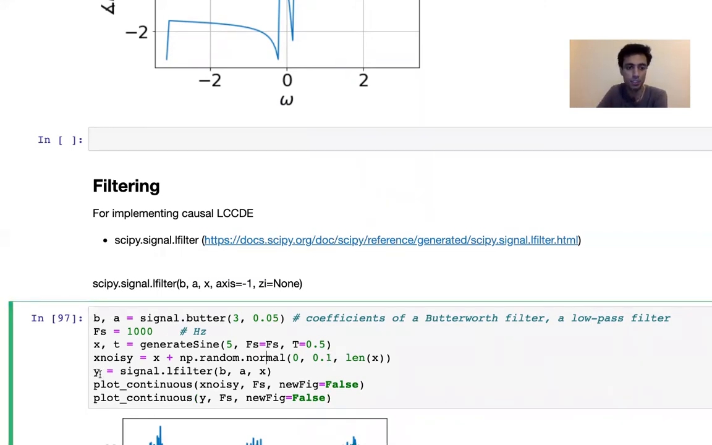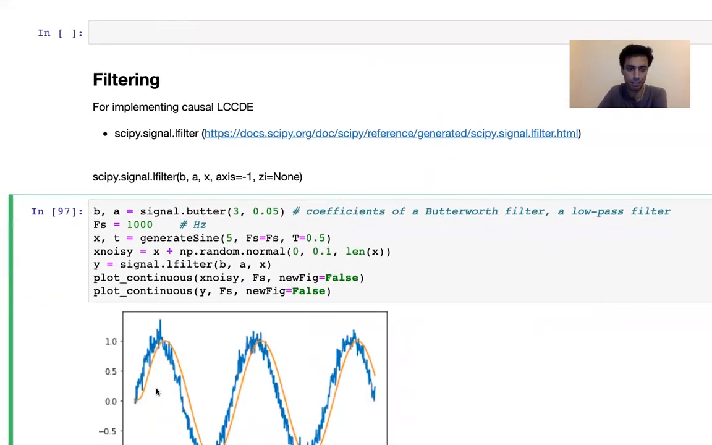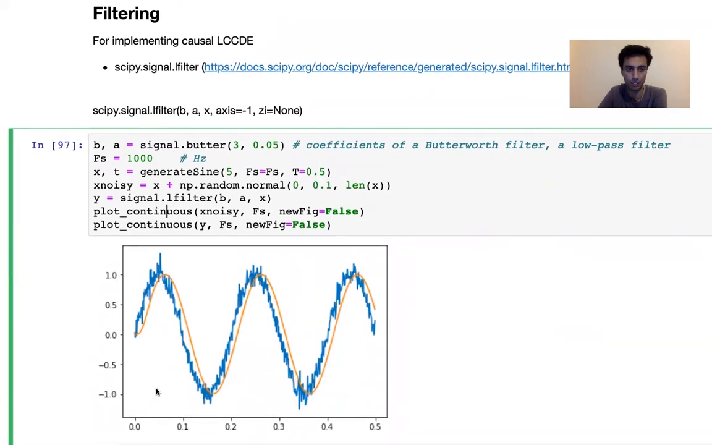And I use lfilter with b comma a. The syntax is you pass the b comma a comma the signal. So b comma a comma the signal. That's it. And I got y, and I just plot it, and this is how it looks.